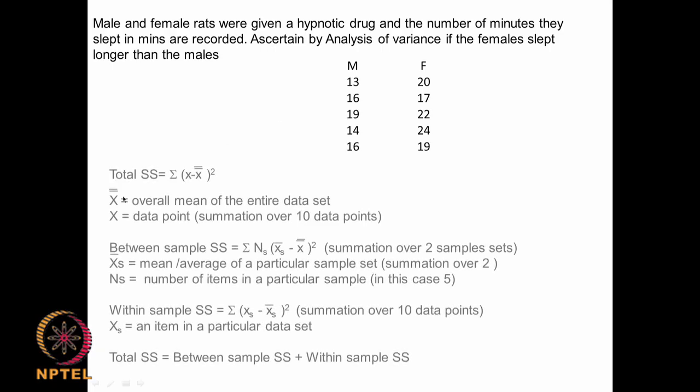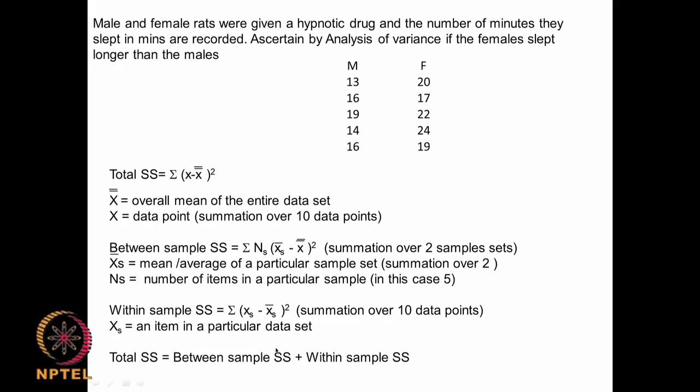Okay. So, there are 3 different variances you need to calculate. The total sum of squares will be between sample sum of squares, between sample means, between here groups, the male and the female, plus within sample sum of squares, that is within this. Okay. Because as I said, when we calculate F, we do between sample divided by within samples. We will do between sample variance divided by within sample variance.